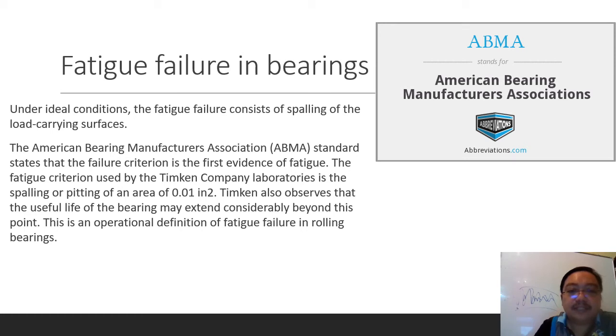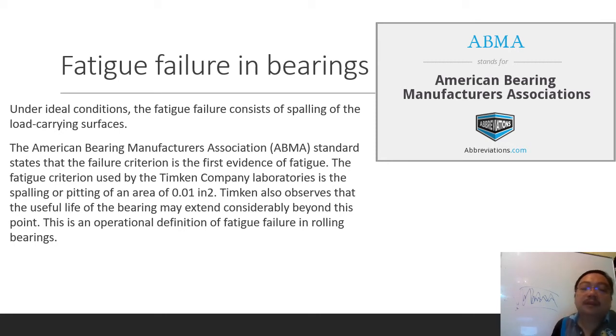The ABMA standard states that the failure criterion is the first evidence of fatigue. The failure criterion used by Timken Company, this company is mentioned in the textbook. Timken company and SKF company are mentioned in the textbook. They have representatives all over the world. In Malaysia, there are also representatives for Timken and SKF, so you can take any company. I want to mention that these companies are mentioned in the textbook.